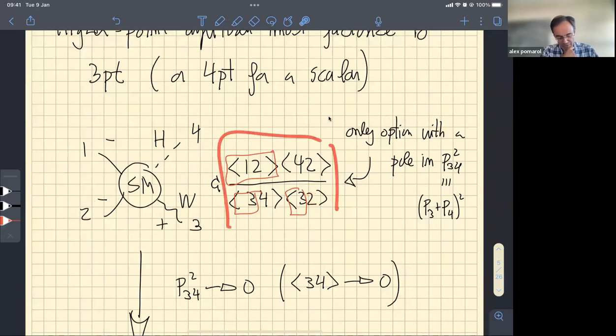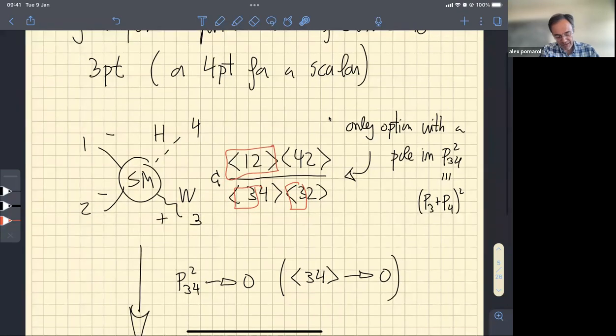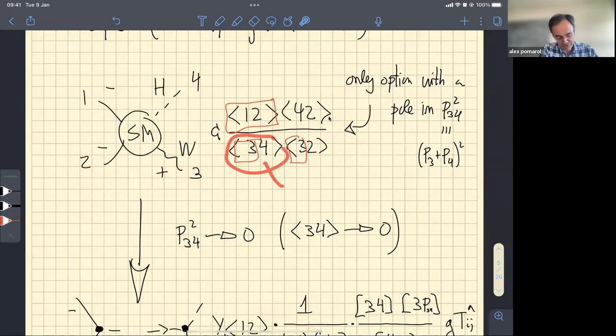Why? Because now this amplitude, when I look at it, let me go back to here. When I look at the amplitude, as I said, I know now that when ⟨34⟩ goes to 0, there is a pole. And when ⟨32⟩ goes to 0, it has a pole. And ⟨34⟩ you already know is related with P3 plus P4 squared, and ⟨32⟩ is related with P3 plus P2 squared. I hope you did this before.